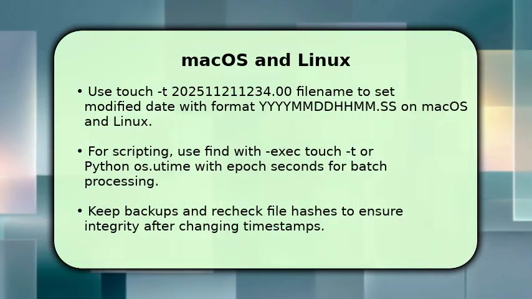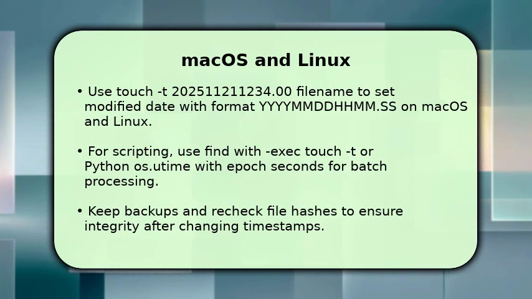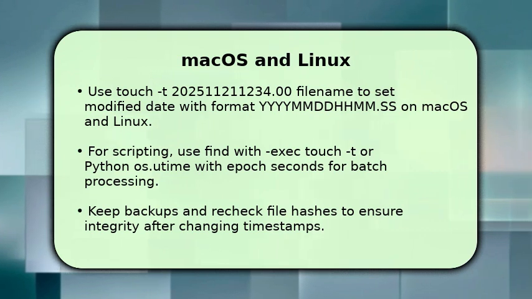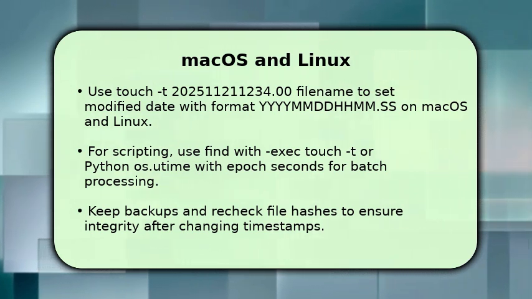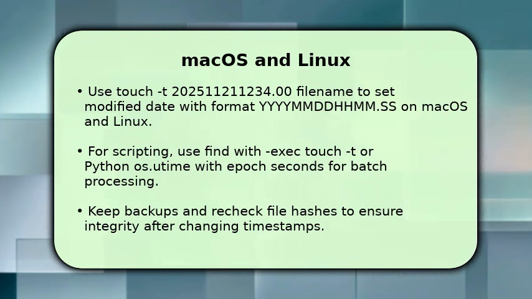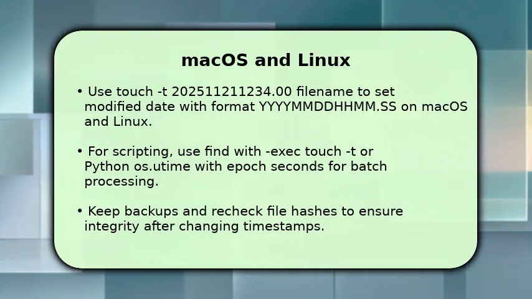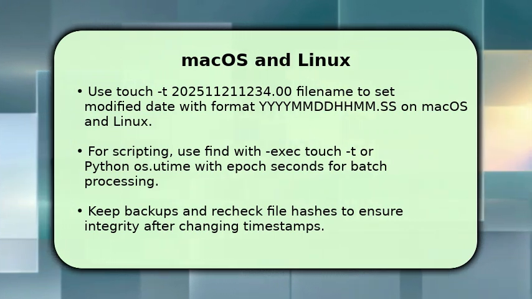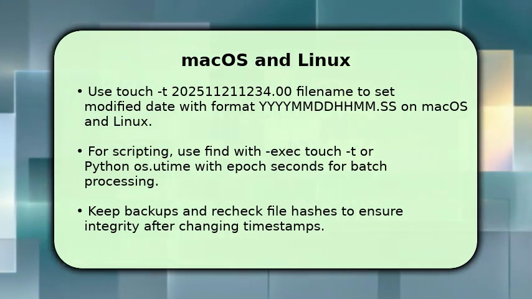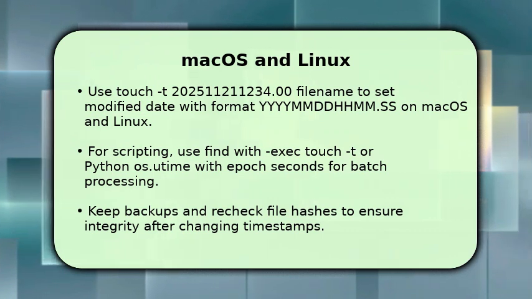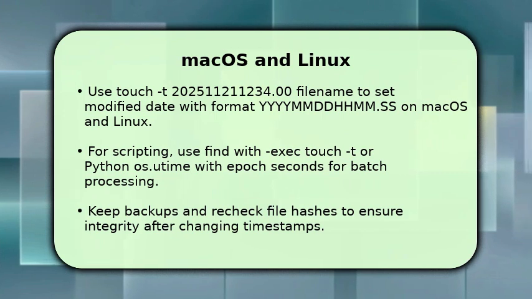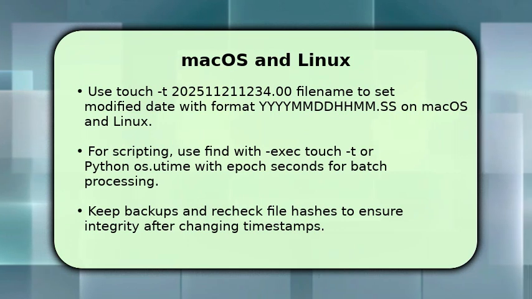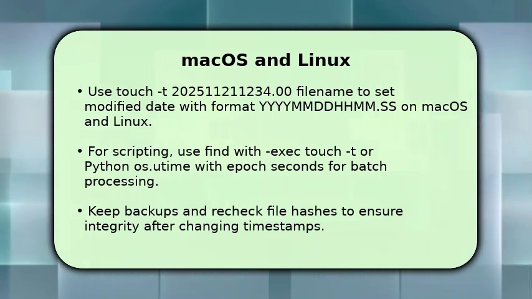On macOS and Linux, use touch with a precise timestamp format to change modified dates. Use touch -t 202511211234.00 filename to set the modified date with the format YYYYMMDDhhmm.SS. For scripting or many files, combine find with -exec touch -t for targeted actions. Alternatively, use Python and os.utime with epoch seconds for programmatic control and consistency. Always keep backups and recheck file hashes to ensure integrity after changing timestamps.